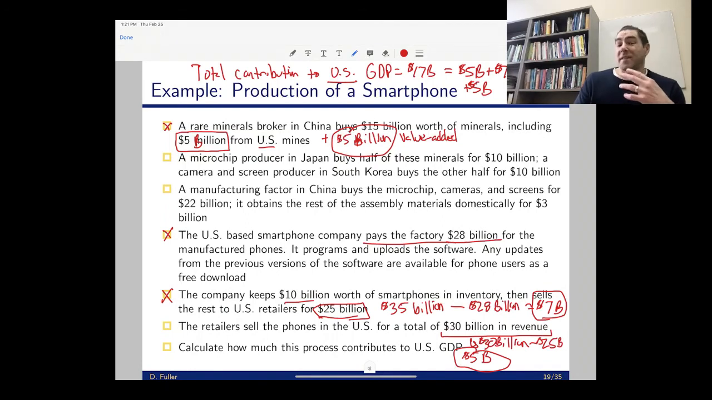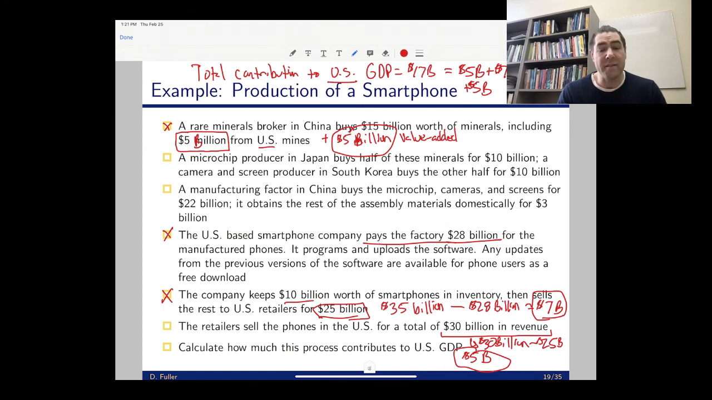So that's still the same value-added idea. It's just a little bit more complex because we have lots of different countries involved. And so the key is to focus specifically on where the production takes place and only count production that takes place in the US. From there, I still have to use the value-added idea. Take their total revenue minus the cost of any intermediate goods, and that is their value added.